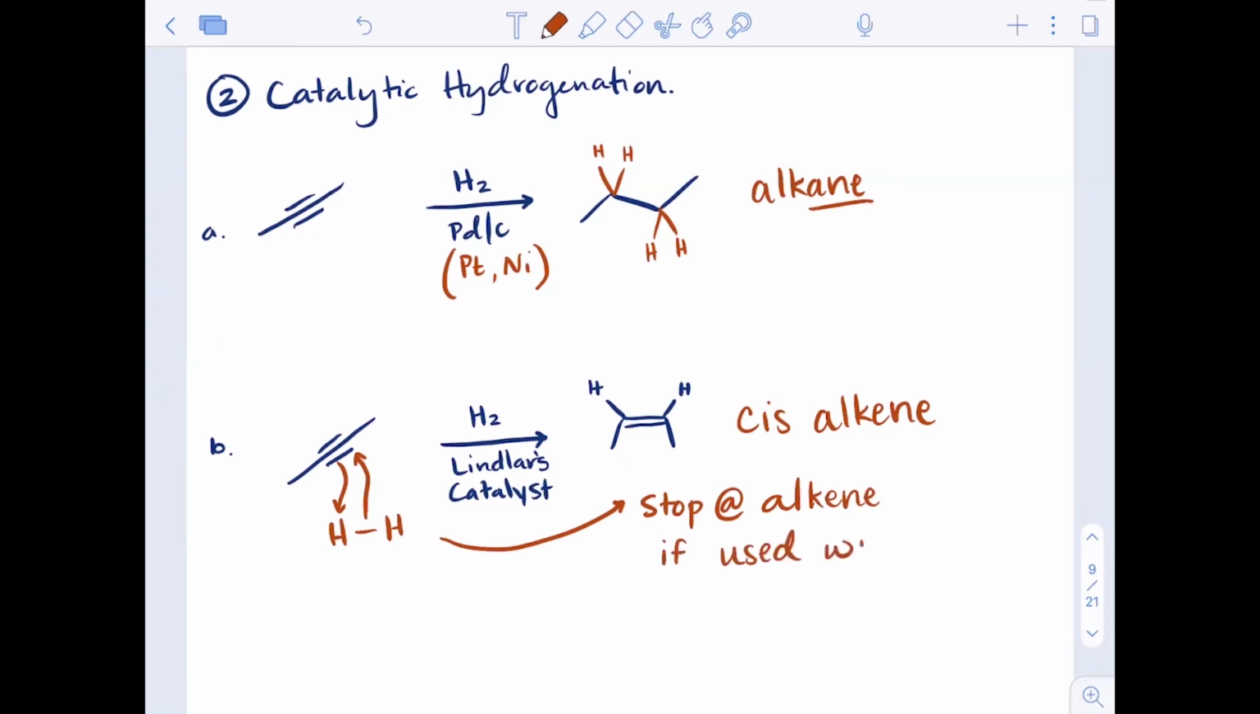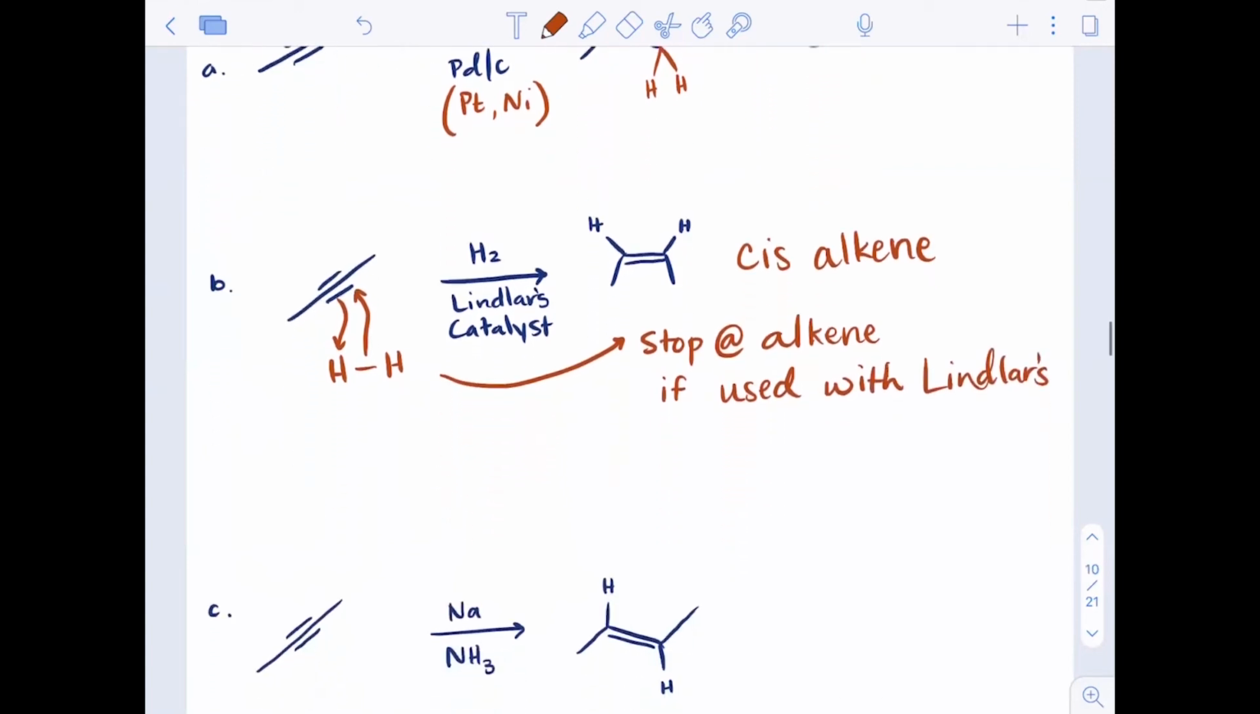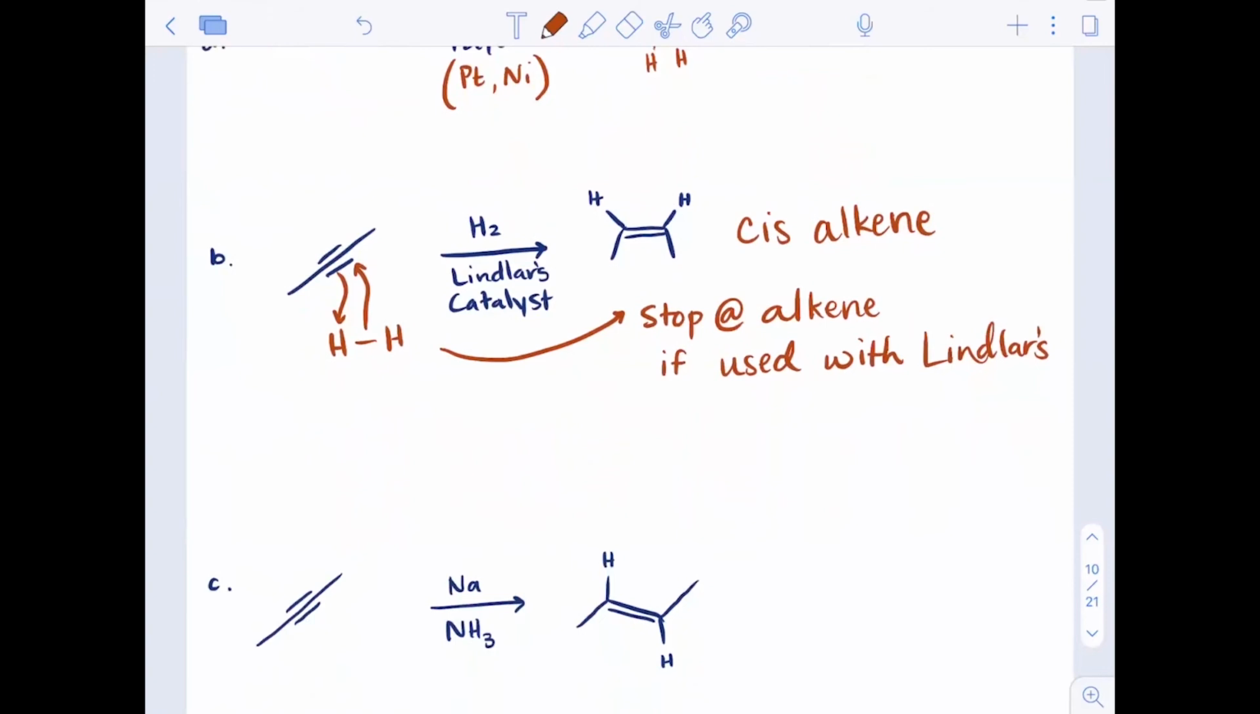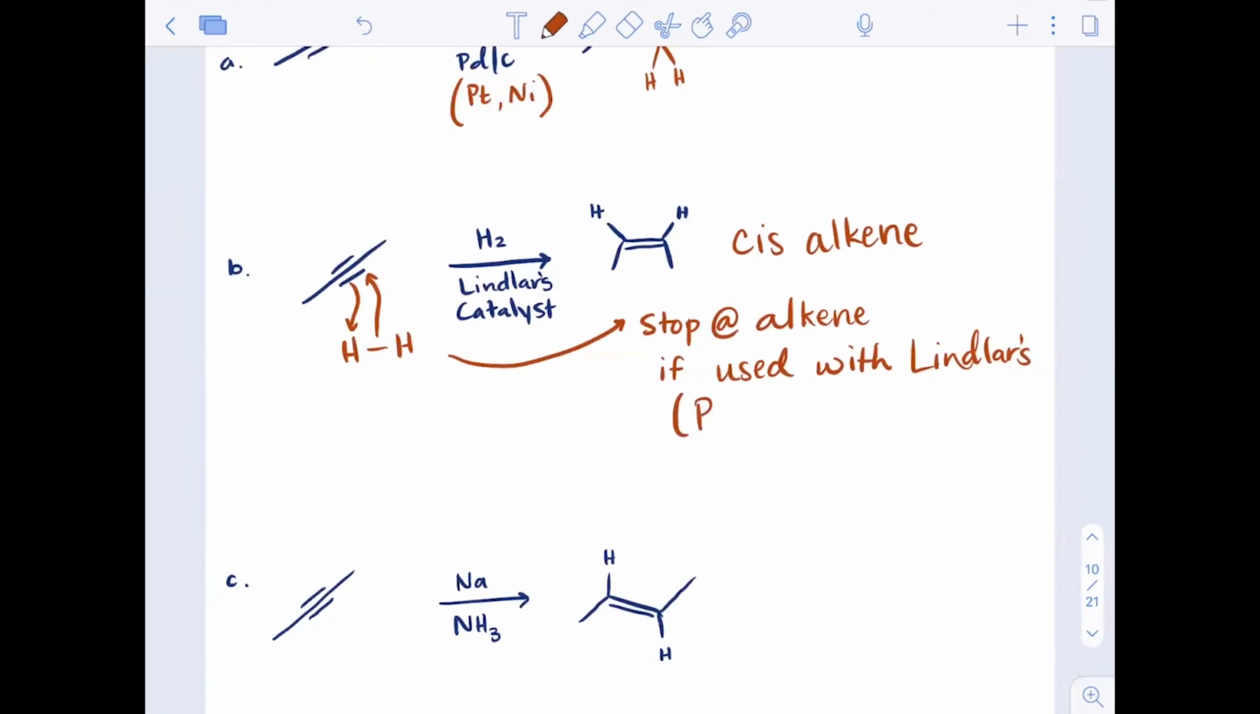So if we use this with Lindlar's catalyst, Lindlar's catalyst is a poisoned catalyst. Usually it's a palladium on carbon catalyst that's impregnated with calcium carbonate and quinoline and some other things to make it less reactive, to have less reactivity points. But all we would need to know is this is a poisoned catalyst.